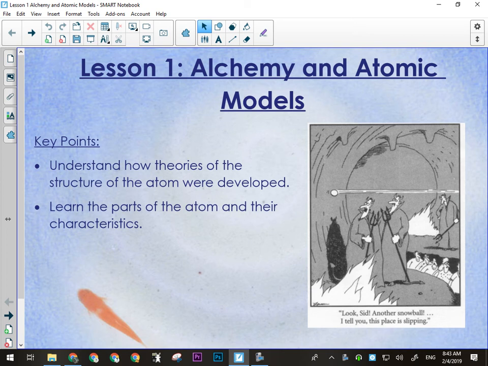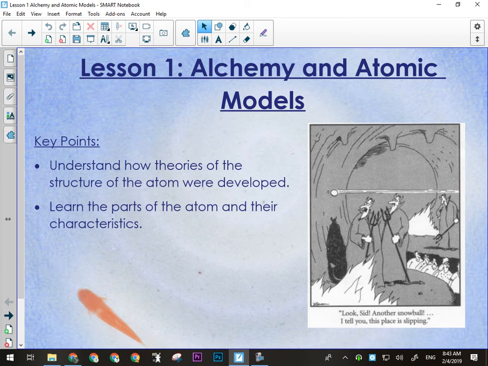We're also going to look at the basic structure of the atom. What are the three parts of the atom? Anybody remember? Protons, neutrons, and electrons, right? So those are the three main subatomic particles.